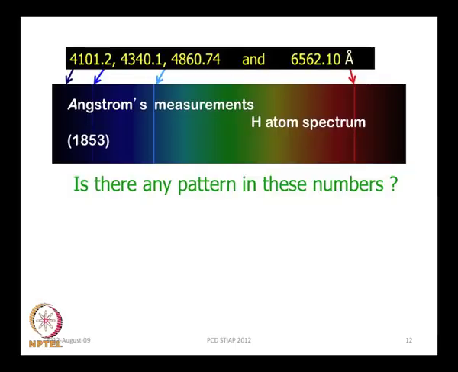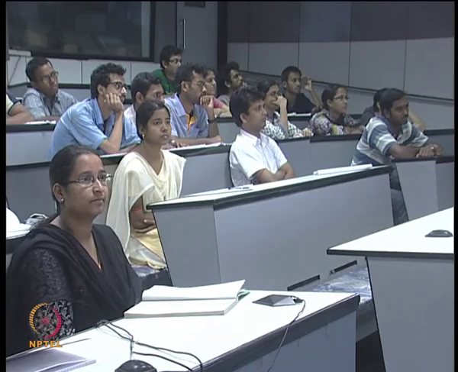Do you see any pattern in these numbers? You have these numbers 4101.2, 4340.1, 4860.74. There are 4 numbers in front of you, and if you were to be given some 4 numbers like 3, 6, 9, 12, you would immediately tell me what the pattern is. And when you look at a set of numbers like this, do you recognize any patterns?